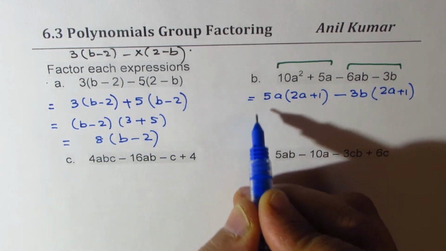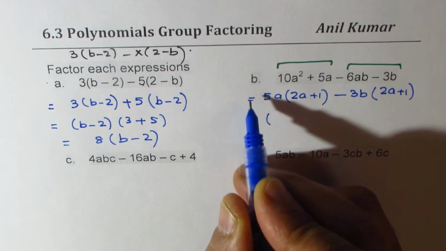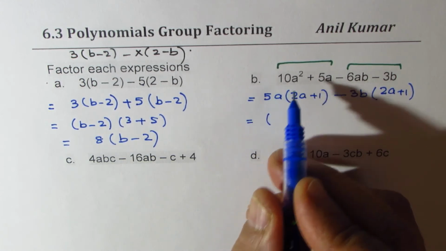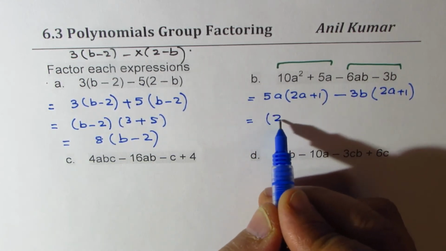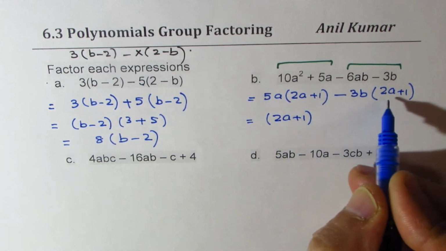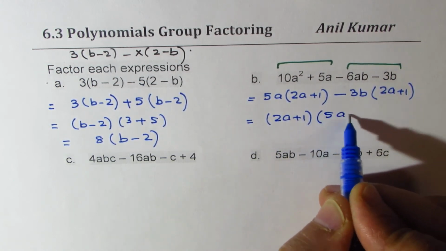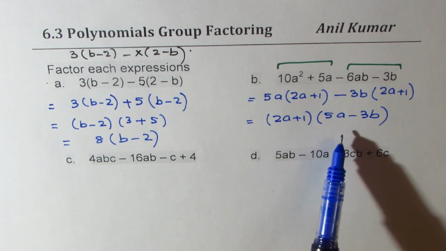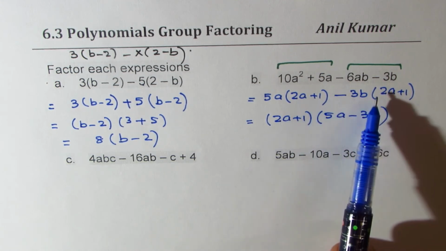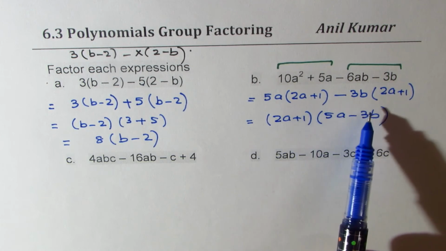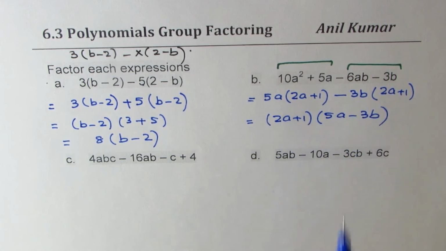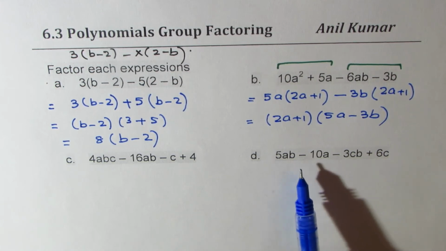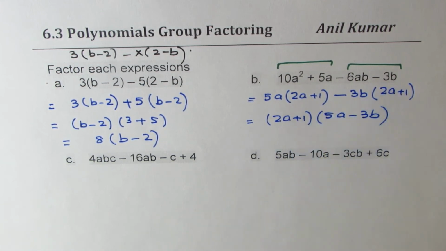Now 2a plus 1 is a common factor. It's good to write equal to, since every statement is equal to the previous one. So now 2a plus 1 is a common factor and we get 5a minus 3b, and that is the factored form. You understand it. So this is the strategy which should be adopted where you are given 4 terms. So group them and then factor individually each group and then continue. Perfect. I'll provide you a link where we could have 6 terms. So we'll have 3 small groups.